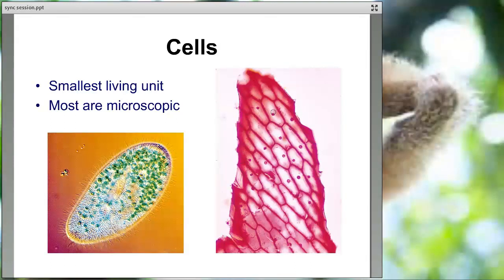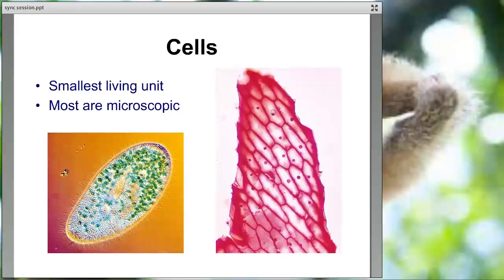So cells. Cells are the smallest living unit. There are things that are smaller than cells, but as soon as they get smaller than cells, then they're not considered life. So of course we have organelles that are smaller, we have atoms and things like that, but those aren't considered life by themselves.